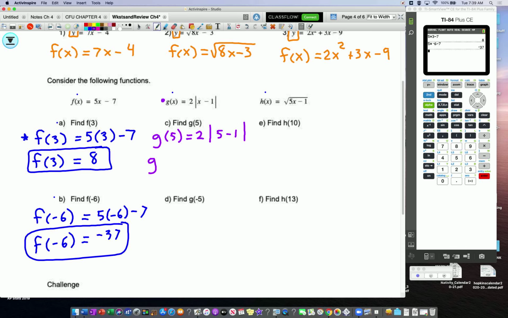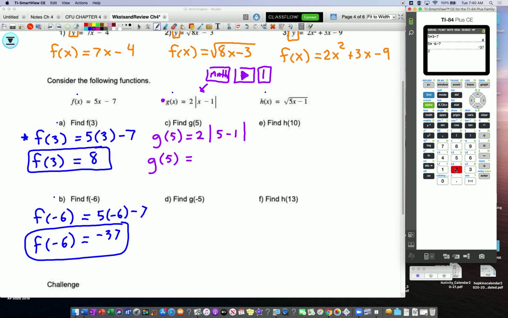So using our calculator, remember that absolute value can be found by going math, using the right arrow, and number 1 on our calculator. So to enter this in on my screen, I put the 2 on the outside first. Then I hit the math key. I slide over 1, so I get ABS, absolute value, 5 minus 1. Enter that in, and I get g of 5 to equal 8.